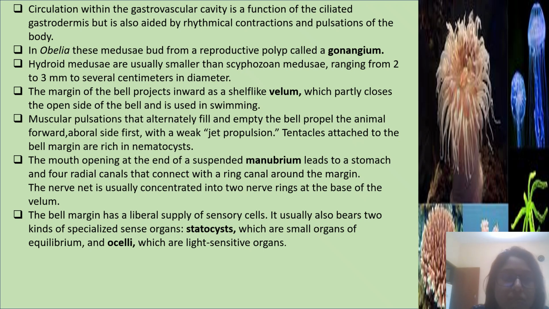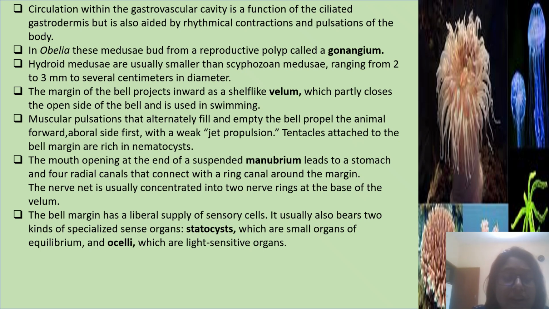In Obelia, the medusa buds from a reproductive polyp called a gonangium. Hydroid medusae are usually smaller than scyphozoan medusae, ranging from 2 to 3 millimeter to several centimeter in diameter. The margin of the bell projects inward as a shelf-like velum which partly closes the open side of the bell and is used in swimming. Next, muscular pulsations that alternately fill and empty the bell propel the animal forward, aboral side first, with a weak jet propulsion. Tentacles attached to the bell margin are rich in nematocytes.